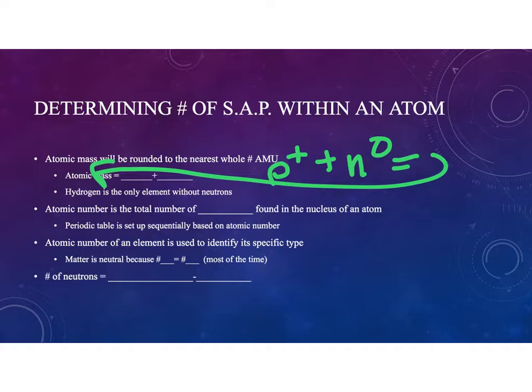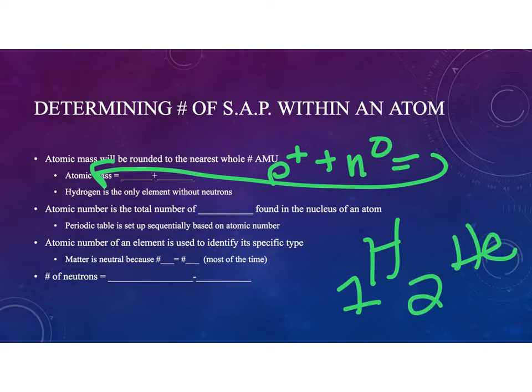Next, the atomic number is the total number of protons found within the nucleus of an atom. And the periodic table is set up in the sense that atomic number increases as protons increase, and it's sequential. The atomic number of an element is used to identify its specific type. Basically, you can tell what type of element it is based on its atomic number. So if you see an atomic number of 1, you know it's hydrogen. Of 2, it's helium. Of 3, it's lithium, and so on.